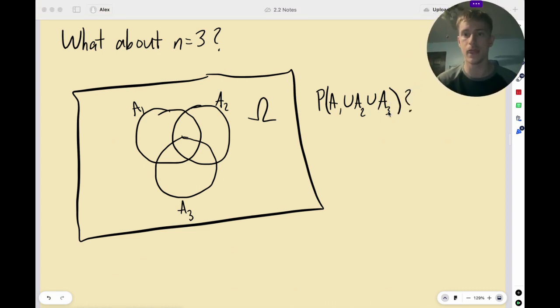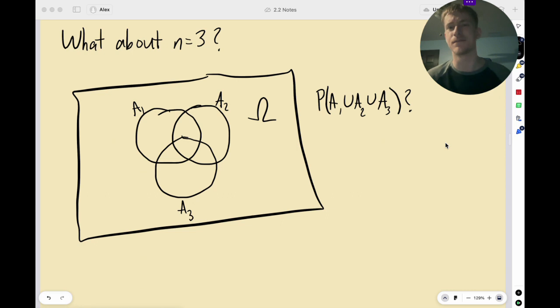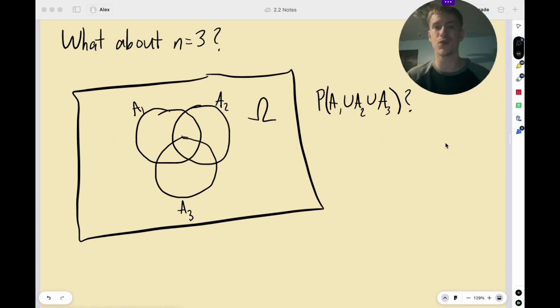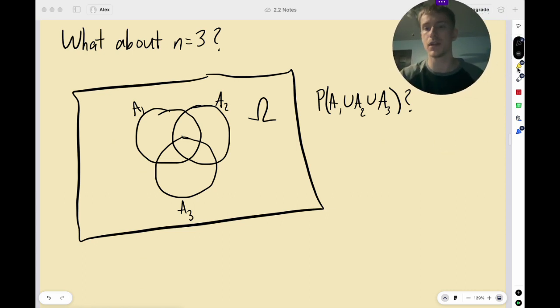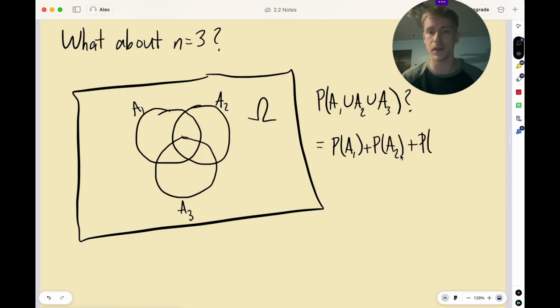So what is that probability? Well, upon first glance, you just want to add them up, right? That's the natural thing to do, and I wouldn't blame you if you wanted to add that up. So let's presume for a second that that's going to be equal to the probability of A1 plus the probability of A2 plus the probability of A3. But as you saw for the case of n equals 2, we had to subtract some intersections, namely the intersection between A1 and A2.